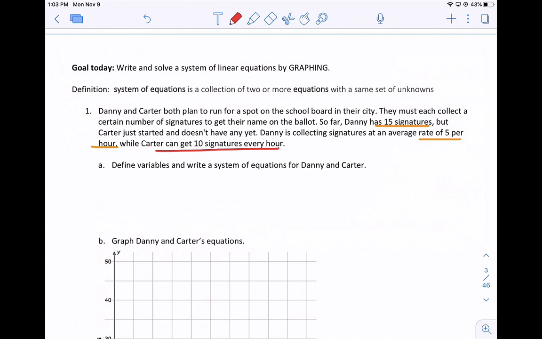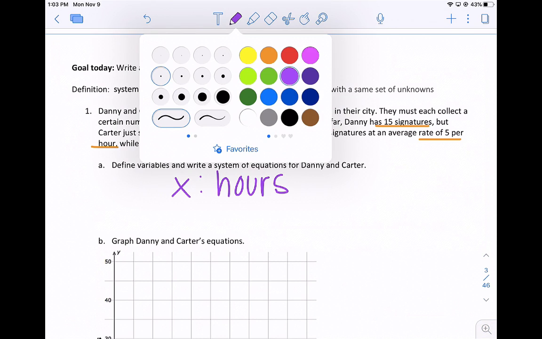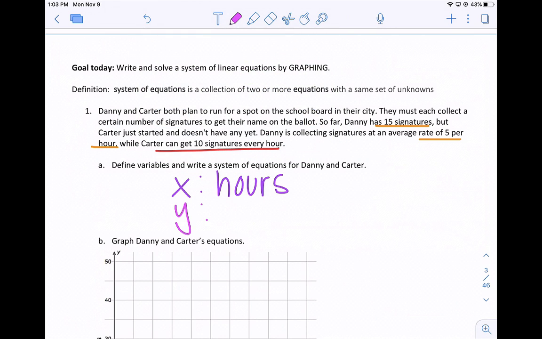All right, so our variables here, we're going to have signatures and time. So I'm going to say x is the number of hours, and we'll say y is our number of signatures.